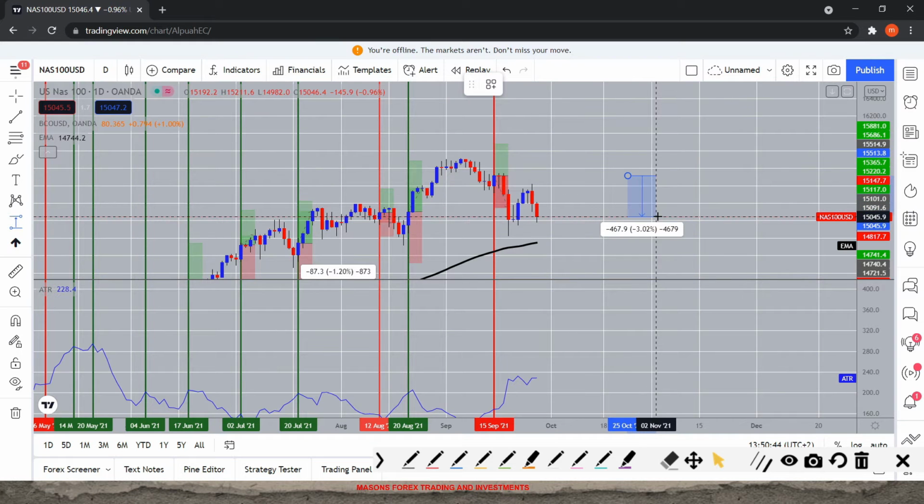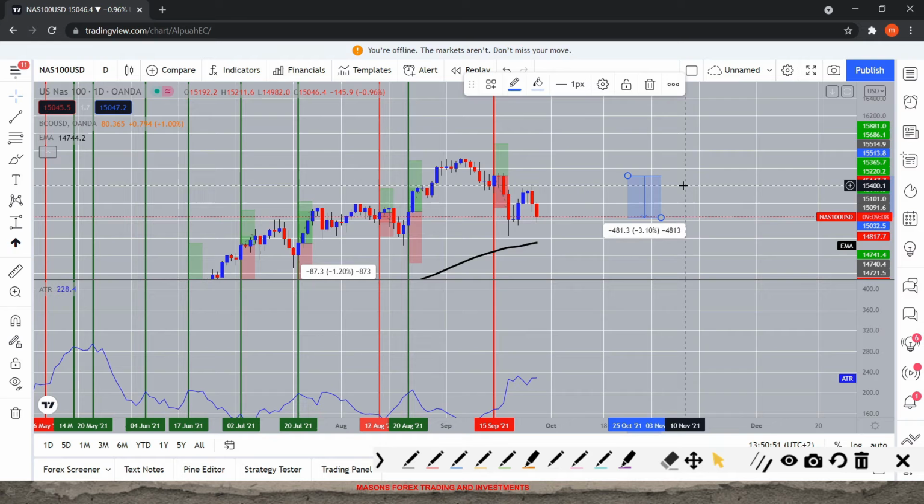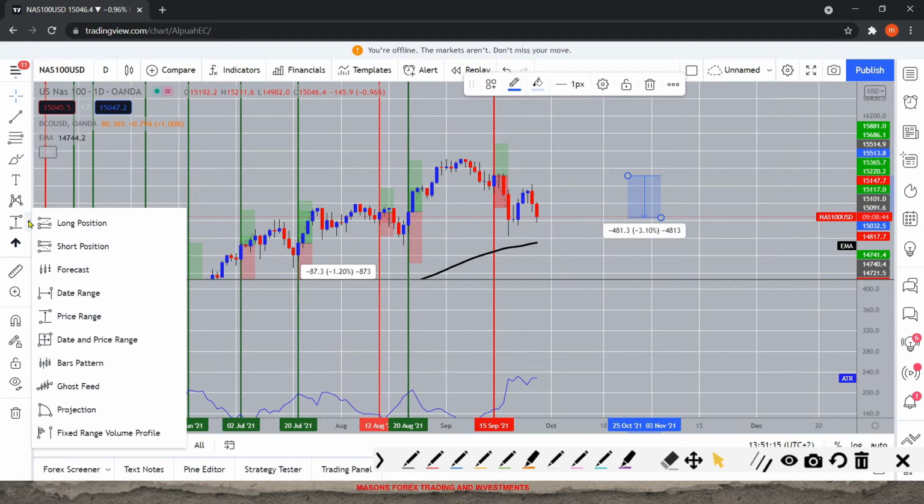You simply place it on the TradingView platform and you click it and you pull it down, and you can see we have a figure in our case which is 4813. Minus 4813 actually represents 4,813 pips. So you can accurately measure your pip value. Now if you go back to the left hand side, you will see we have a long position tool.